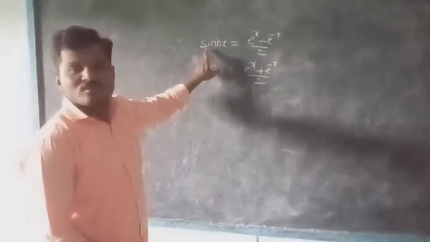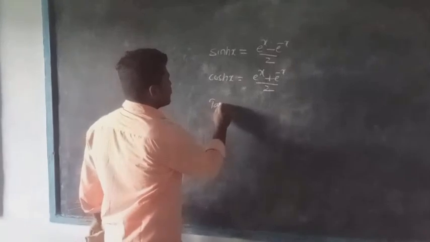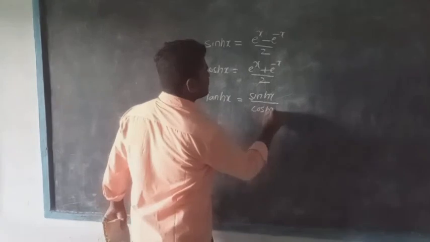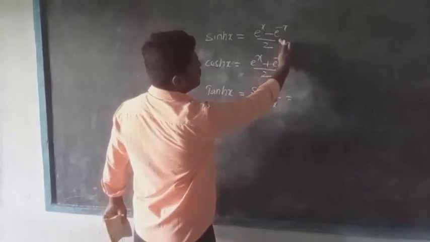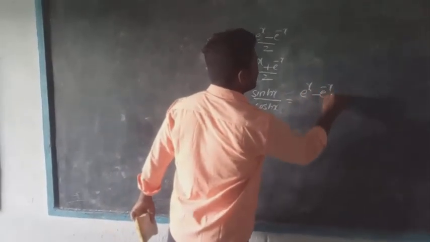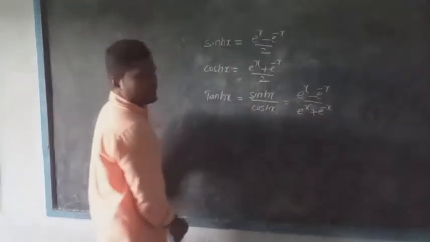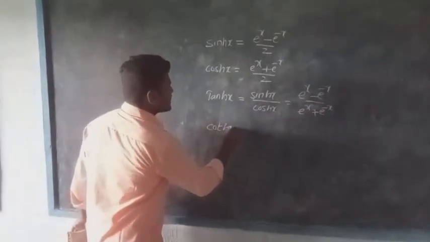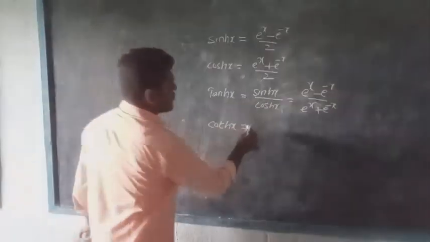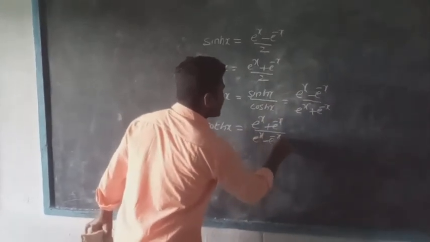Similarly, if I know sin and cos, I can easily write tan. Tan hx is equal to sin hx by cos hx. Sin hx is this one, this is cos hx. The 2 gets cancelled. Now e power x minus e power minus x by e power x plus e power minus x. This is tan hx. Similarly, cot hx: cot is the reciprocal of tan, so it is e power x plus e power minus x by e power x minus e power minus x.